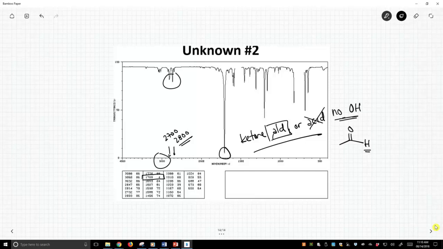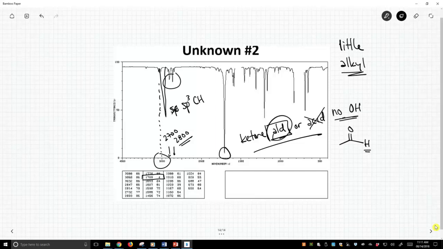Furthermore, we can make some statements about this aldehyde. In virtually every other spectrum that we've seen, a fairly large peak just short of 3000, we said those were our sp3 CHs, but we don't have that strong signal here. Apparently, this is an aldehyde that doesn't have a lot of sp3 CHs in the molecule. Maybe it has something else. Maybe it has a benzene ring, but whatever it is, it doesn't have a whole lot of alkyl chain. So little alkyl chain.